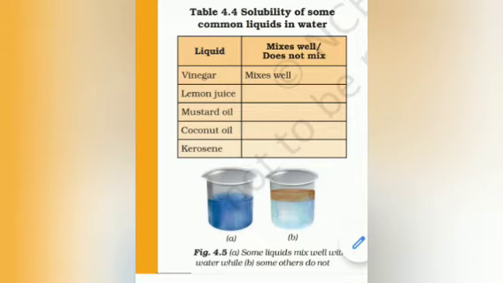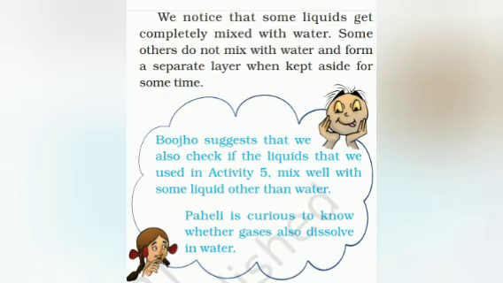They form a layer above the water because they are not soluble, and we can say they are insoluble in water. Those that are soluble get completely mixed with the water. We cannot see any traces of the vinegar and lemon juice. We notice that some liquids get completely mixed with the water, while others do not mix and form a separate layer when kept aside for some time.